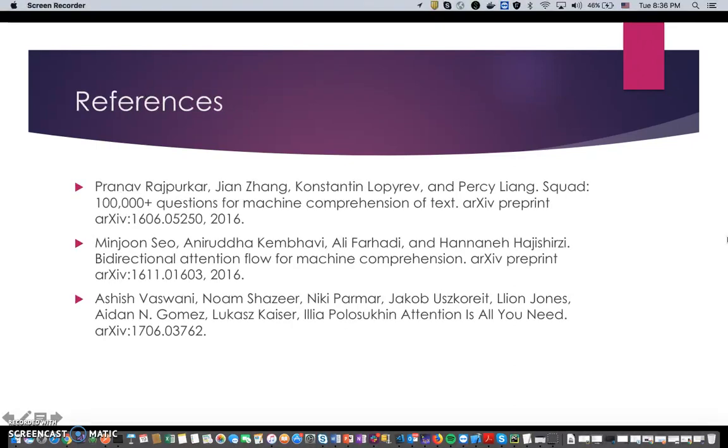Here are some important papers for this work. The first one is the SQuAD paper, the second one is the BiDAF paper, and the third one is the Attention Is All You Need paper.